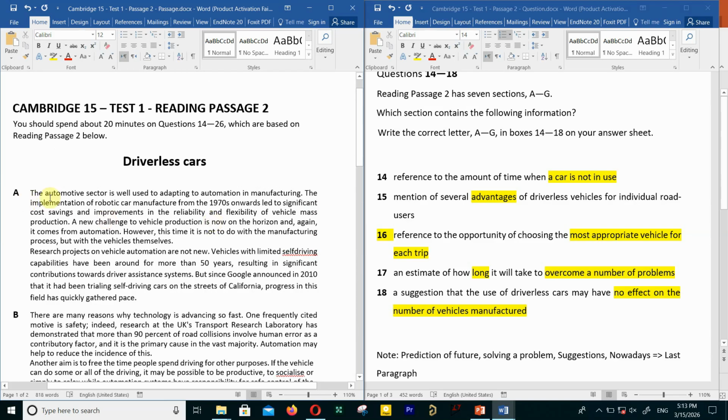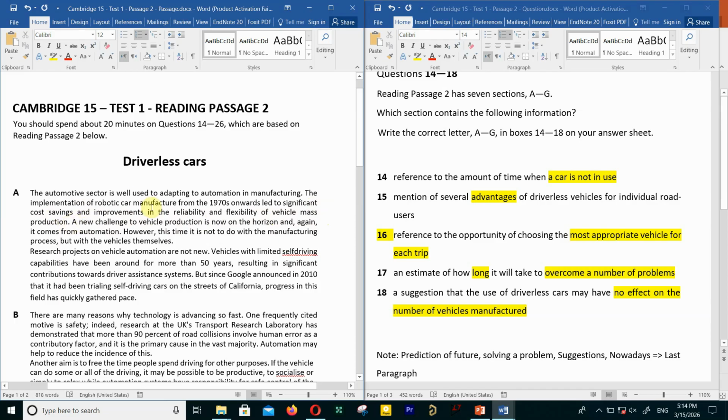So, paragraph A: the automotive sector is well used to adapting to automation in manufacturing. The implementation of robotic car manufacture from the 1970s onwards led to significant cost savings and improvements in the reliability and flexibility of vehicle mass production.